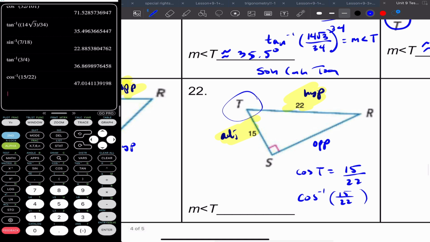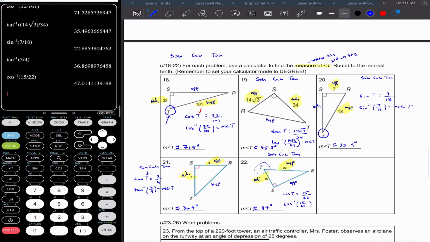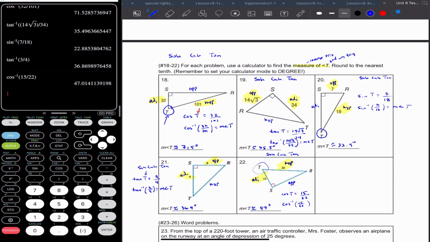So the measure of angle T is approximately 47. I'm rounding to the nearest tenth, and that 1 is not going to do anything to that 0, so really your answer is 47 degrees. All right, so that's 18 to 22 for you.